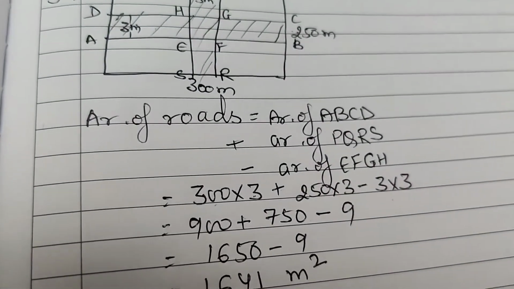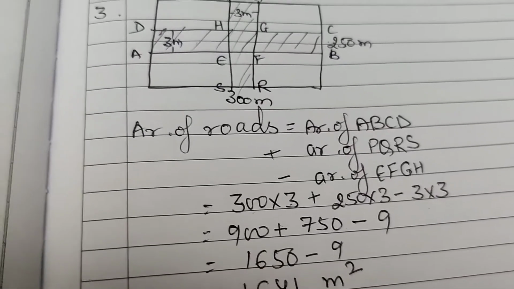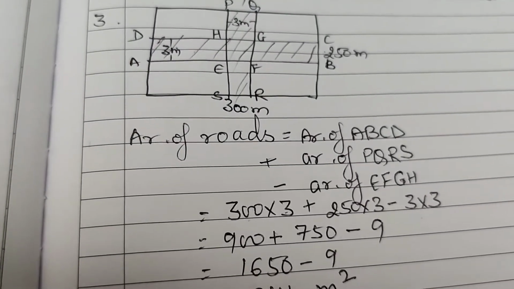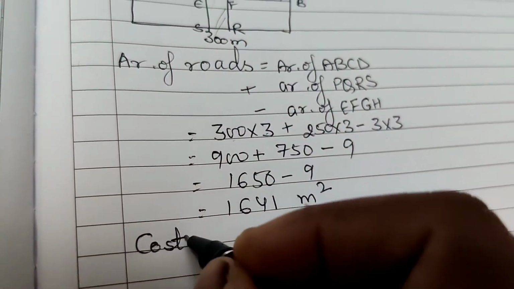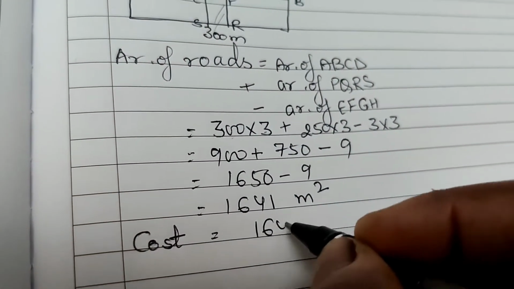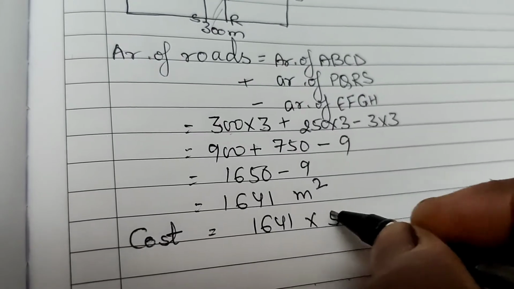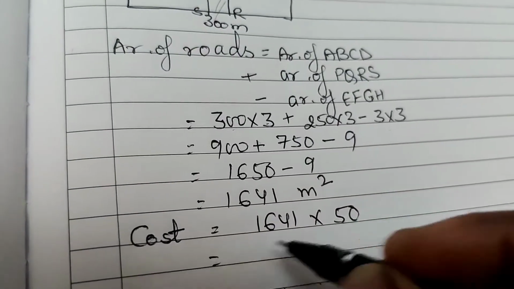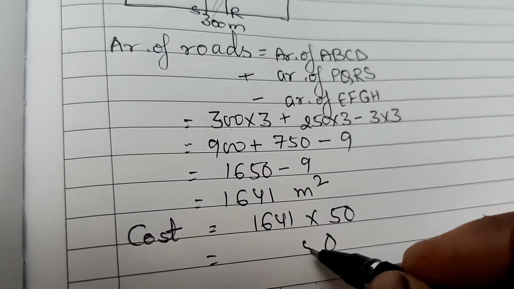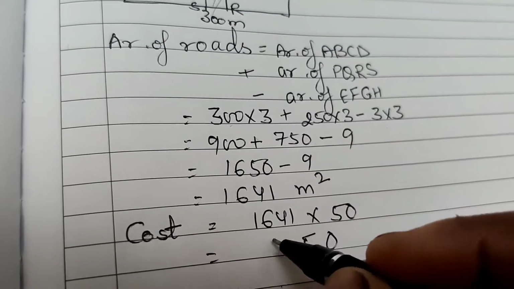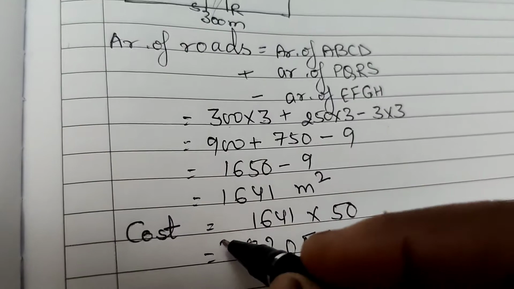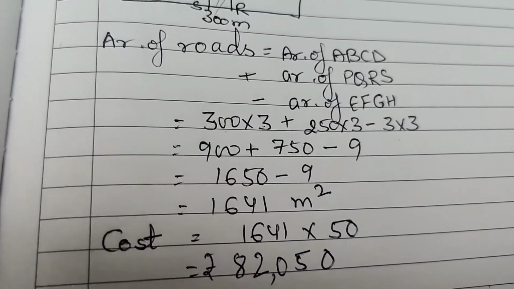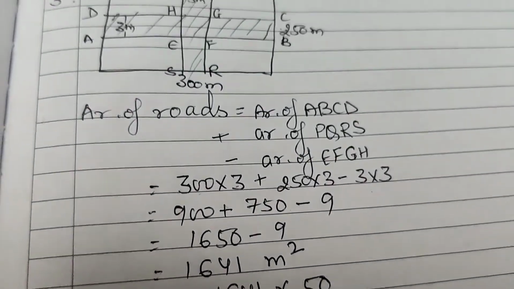Now the cost for making this, rupees 50 per square meter. The cost of making the roads: 1641 area into 50 rupees per square meter. Now multiply. Rupees 82,050. The cost of making the roads is 82,050.